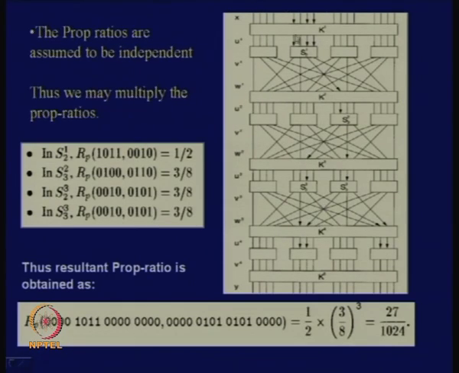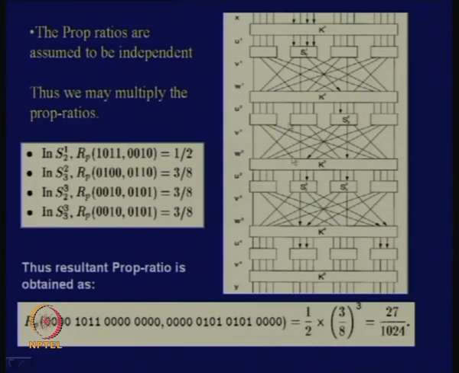That is exactly the same as I told you: you have to take care of these differentials and also the transposition of the wires. Finally, your output differential which you are expecting here, or the resultant prop ratio, is obtained as this. Your input is 4 zeros followed by 1 0 1 1 followed by all zeros. And what is the differential here? It is 4 zeros, 0 0 0 0, then 0 1 0 1, then 0 1 0 1, and then 4 zeros.